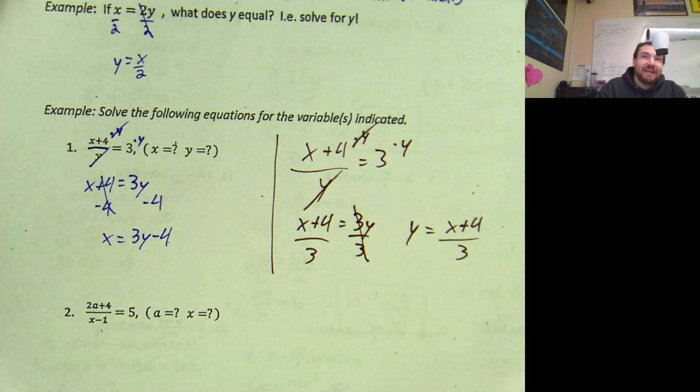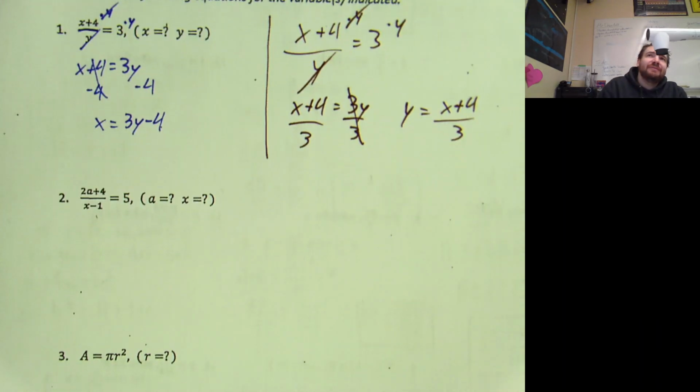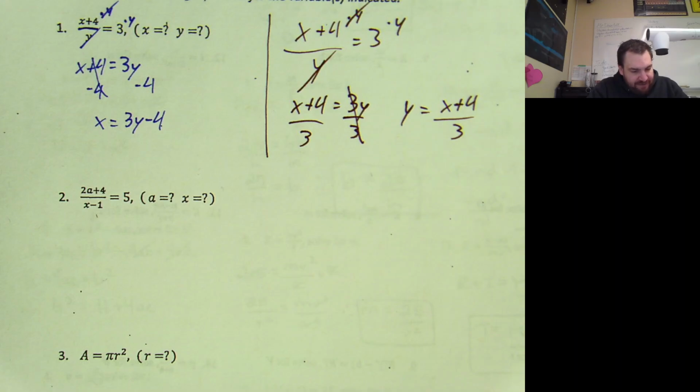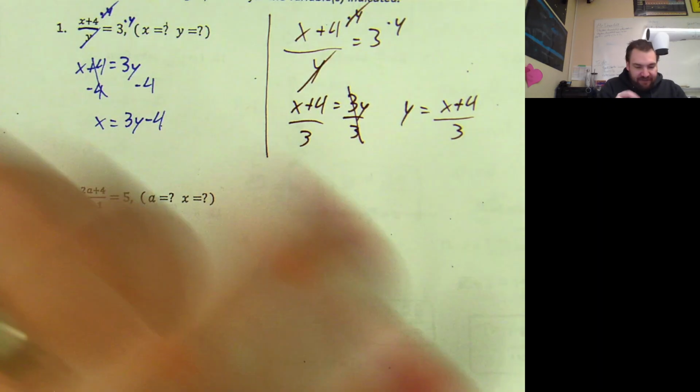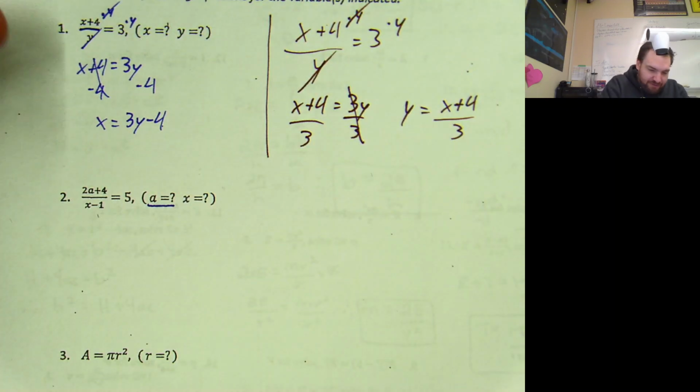Okay. Let's look at question number 2. Got a different expression now. I've got 2a plus 4 over x minus 1 equals 5. So it's a little bit more involved. I want to solve this thing for a, and I want to solve this thing for x. So I'm going to do it in blue, and we're going to do it in brown.